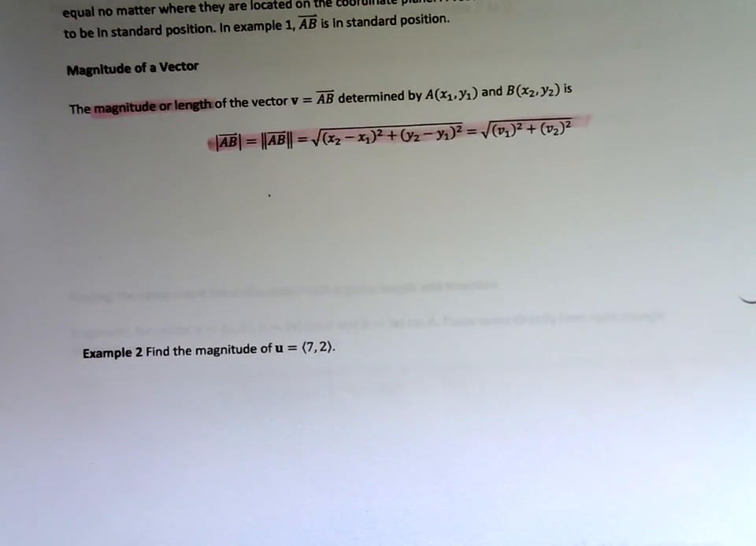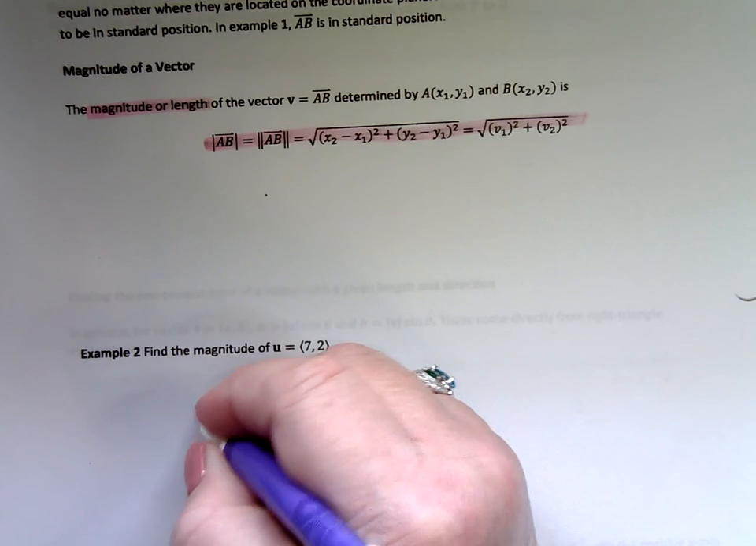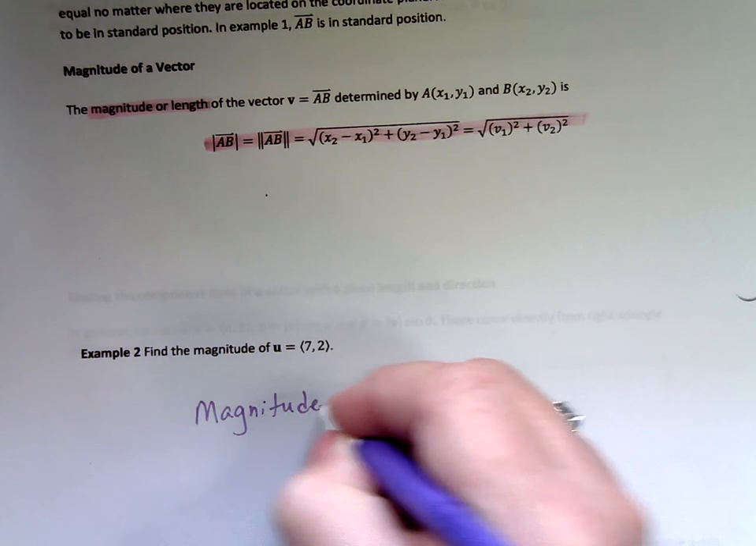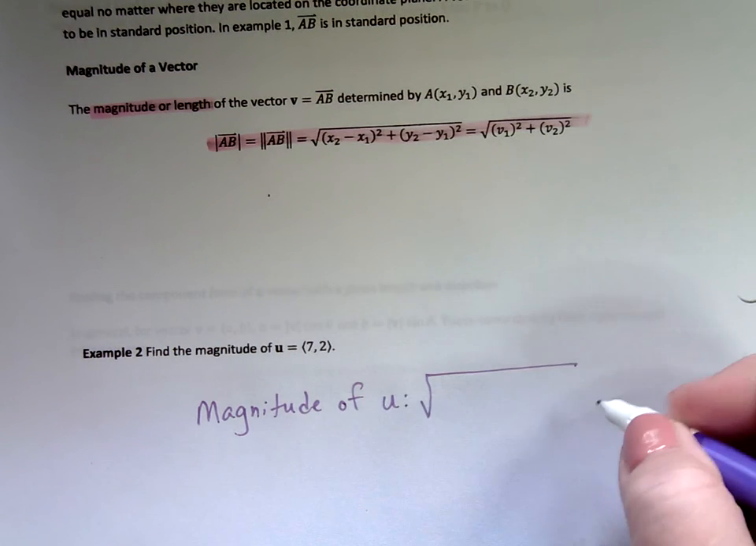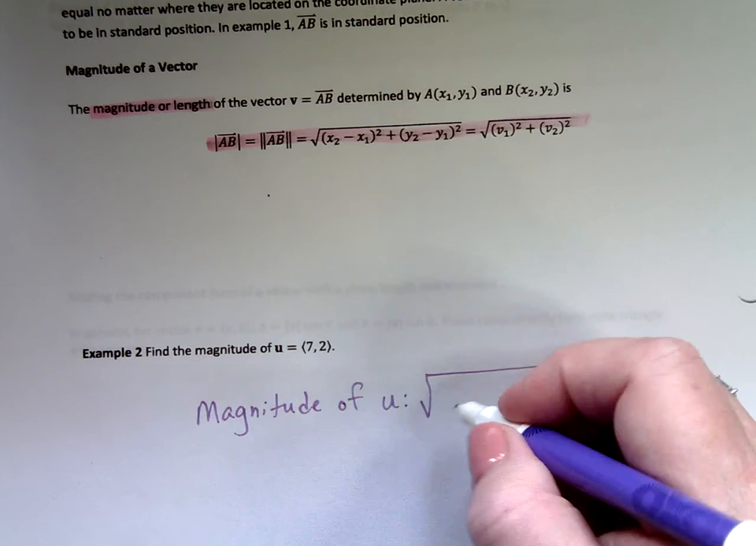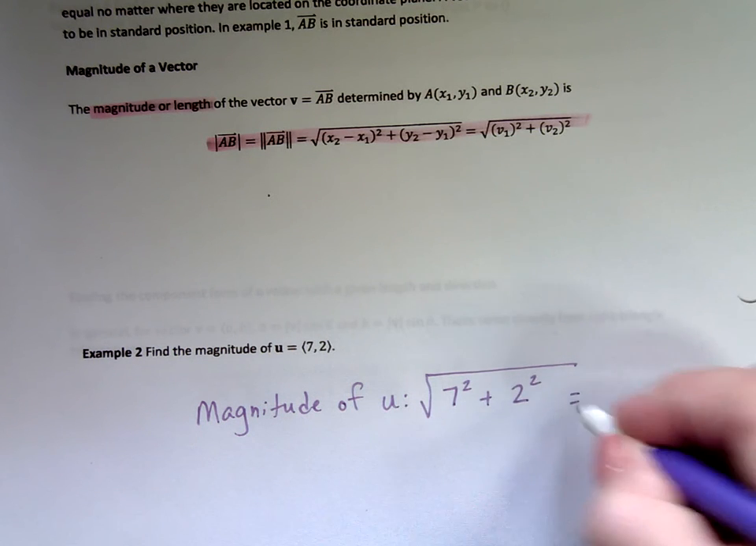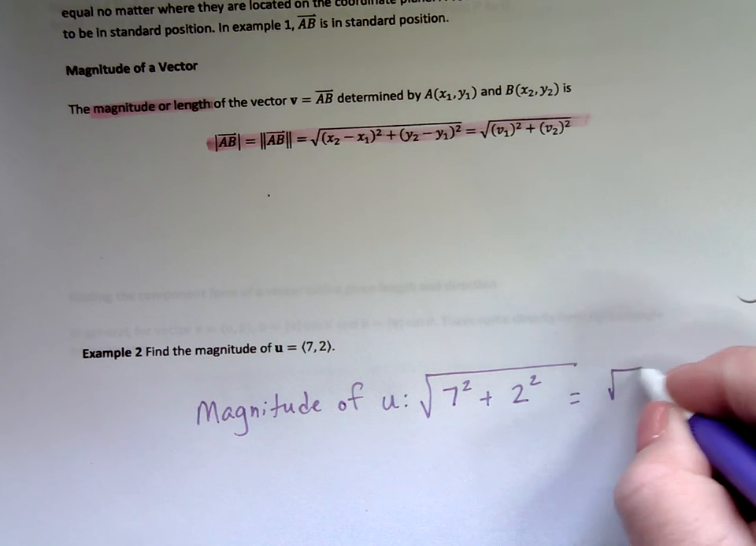They're talking about the vector. So if this is what the vector equals, and I want to find the magnitude, how long it is, the length of it, magnitude of u is what they asked for. All I need to do is take the square root, and because this is a vector, take your x value, square it, take your y value, square it, put it in the square root. 49 and 4 is 53, so my answer is the square root of 53.